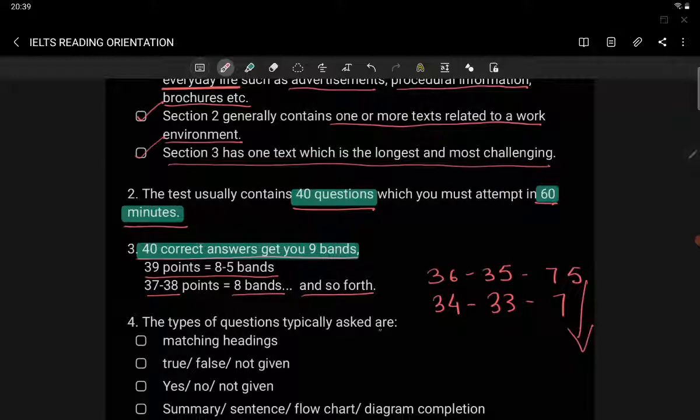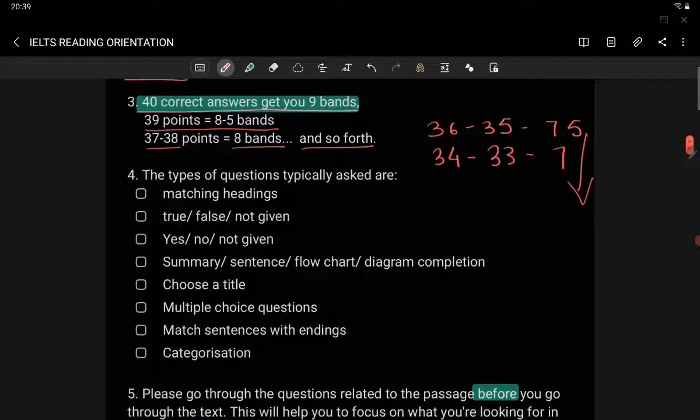The types of questions typically asked are match the headings. So basically you'll be given paragraph A, B, C, D, E in one passage, and there will be a list of headings, and you have to see which heading matches which paragraph. There can be more headings than there are paragraphs, so that you have more choice and it becomes a little more difficult. Then there are true, false, not given, and yes, no, not given type questions.